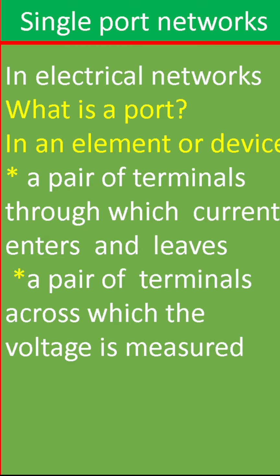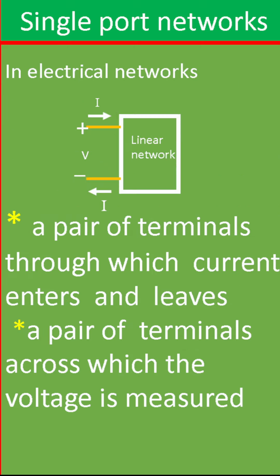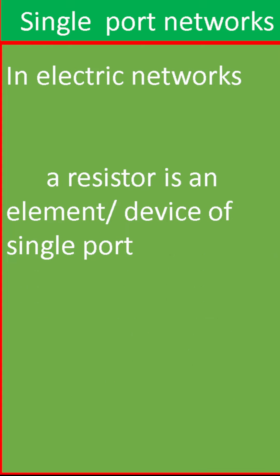And in an electrical network, if you have an element or device that has a pair of terminals through which the current enters or leaves, similarly, the pair of terminals across which the voltage is measured, then that can be taken as a port. So in an electrical network, this forms a single port network. If you refer to this picture or diagram, it has a pair of terminals through which the current enters and leaves, and a pair of terminals across which the voltage is measured.